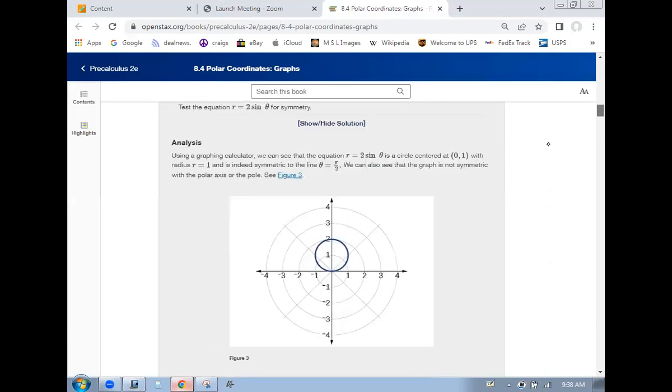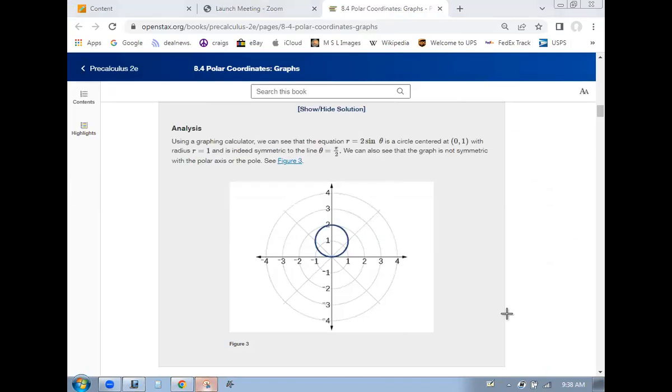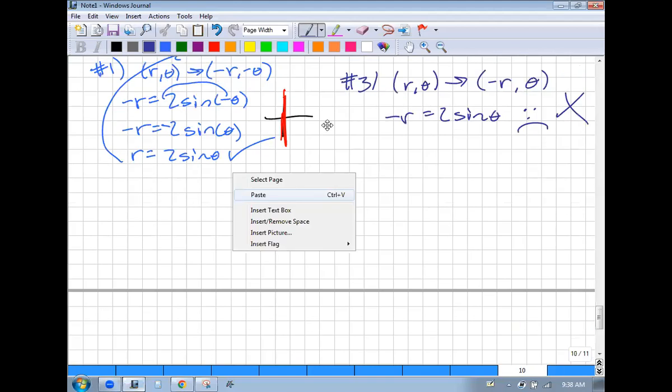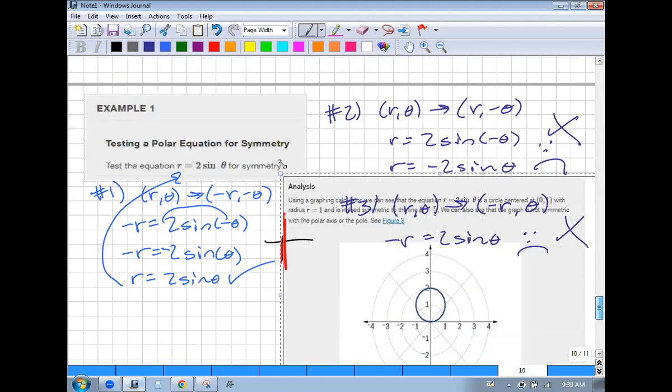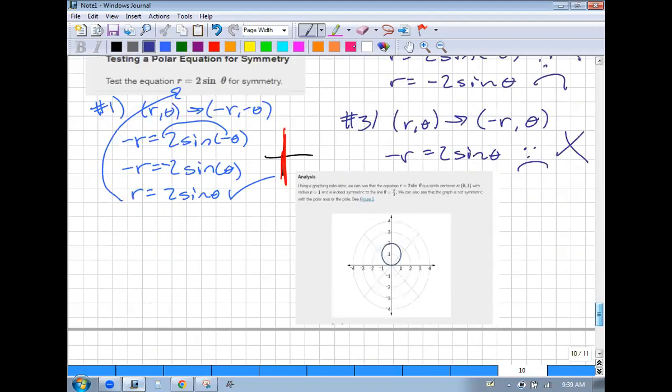All right, so here's the actual graph of this thing. You can see, boom, it's symmetric about the y-axis. It's not symmetric about this axis, and it's not symmetric about the pole. Okay?